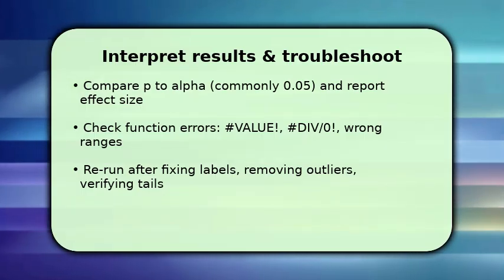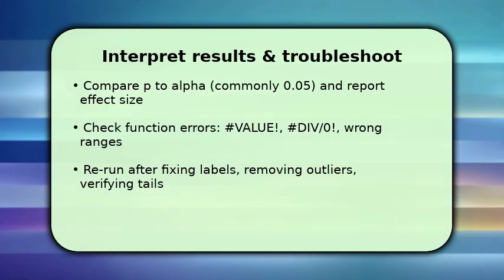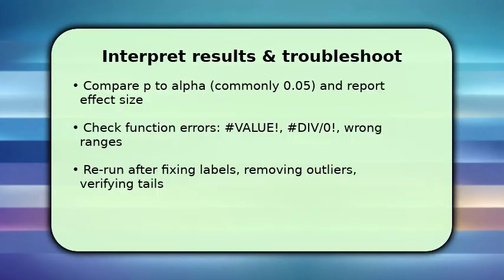If results look wrong, make sure ranges match in length, remove text or blanks, and confirm you used the correct tails and test type. If you see #DIV/0! or #VALUE!, recheck zeros and non-numeric cells. Once fixed, recalculate to ensure the p-value reflects your clean data.